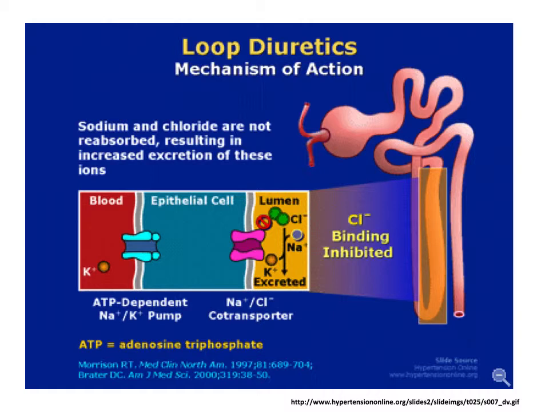It's from Katzung, but this just shows over here is the lumen side, and it shows that this is the sodium potassium 2 chloride symporter, supposed to be this guy here, and the chloride binding is blocked. The thing doesn't work right, so sodium and chloride, etc., doesn't get reabsorbed normally.